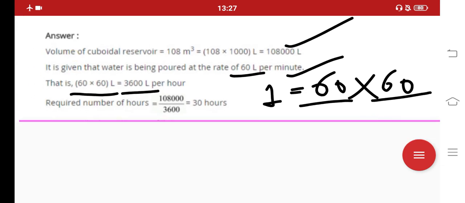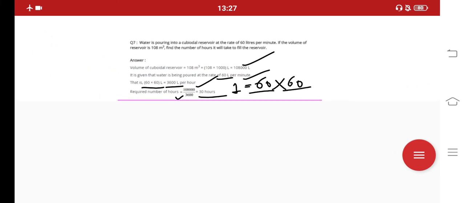Once we divide the total quantity of the reservoir by 3600, the quantity poured per hour, how much time will it take to fill the reservoir? 30 hours it will take to fill the reservoir. So this is how we have completed our chapter number 11 of class 8. Thank you students for watching this video.